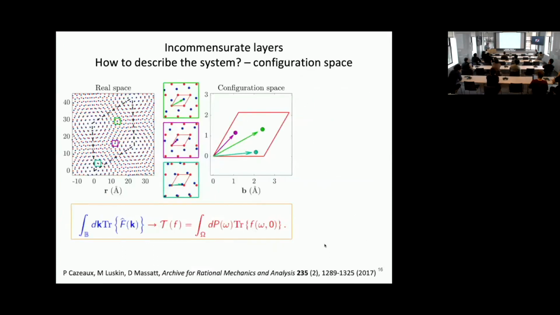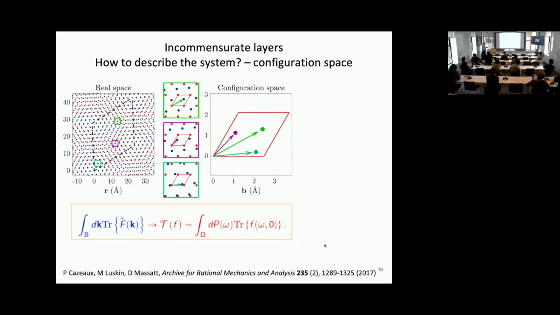Now, as I mentioned already, the layers are incommensurate for an arbitrary twist angle. So there's a question of how to describe the system. And we have been fortunate to work very closely with a group of wonderful mathematicians. Their names are listed here: Paul Cazeaux, Mitchell Luskin, and Daniel Massatt. And they helped formulate this kind of picture where you describe the system in terms of configuration space.